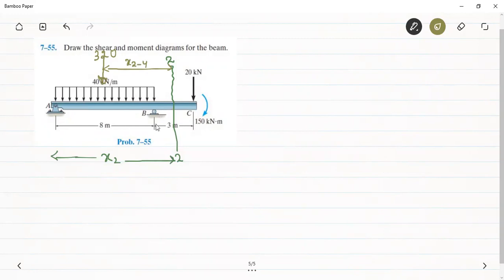And you can also see that we have a reaction here. This reaction will be acting at a distance of x2 minus 8. If I want to calculate the moment due to this reaction, it will have a force arm of x2 minus 8. Now let's calculate the bending moment at section 2.